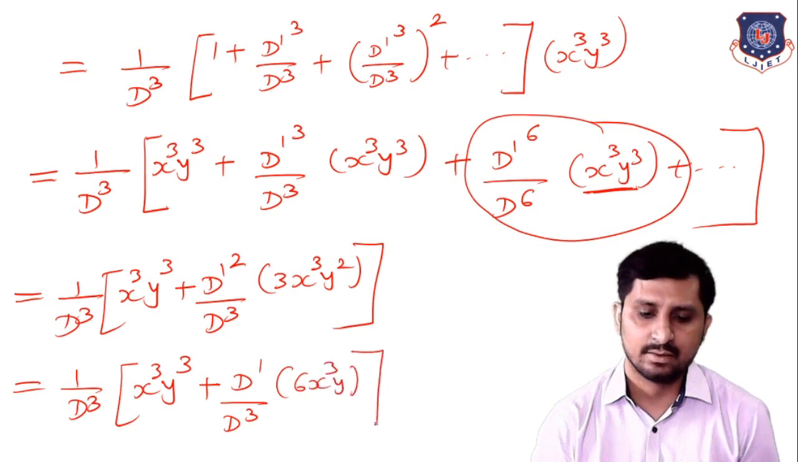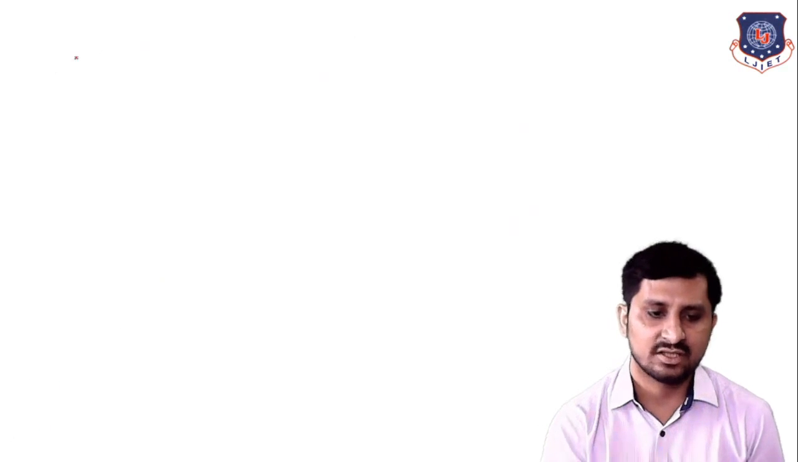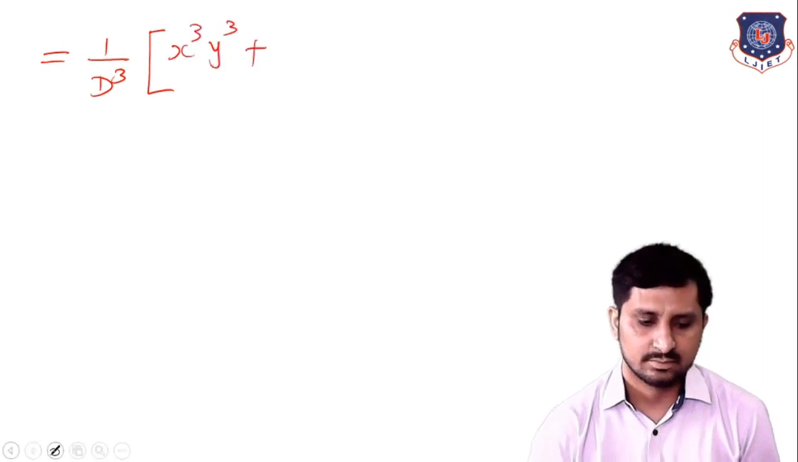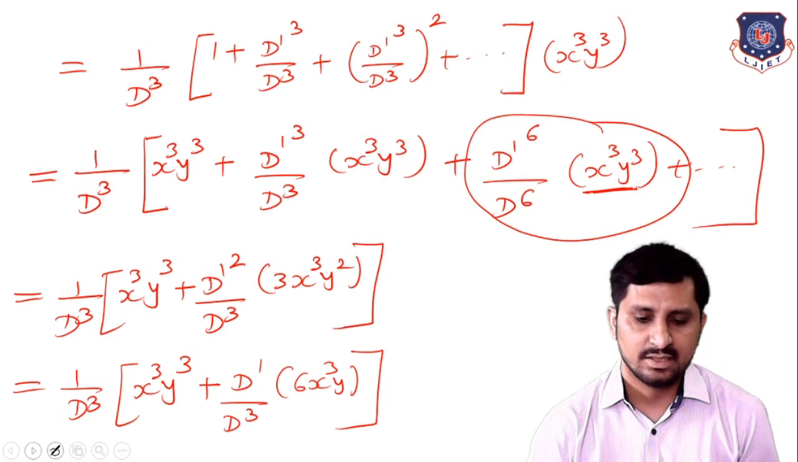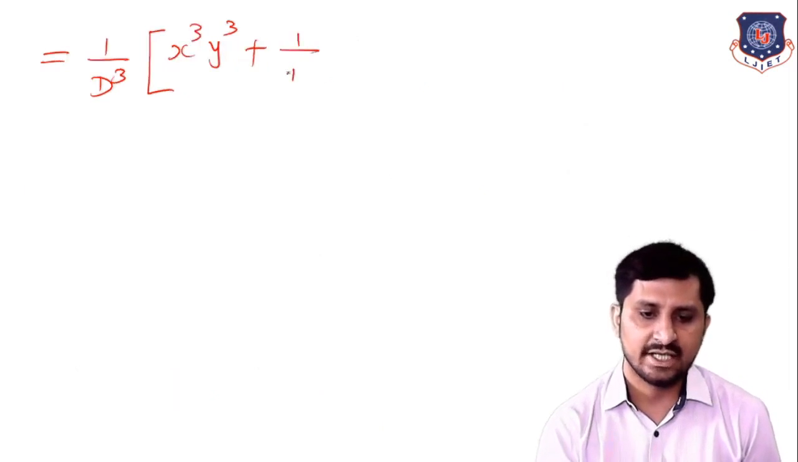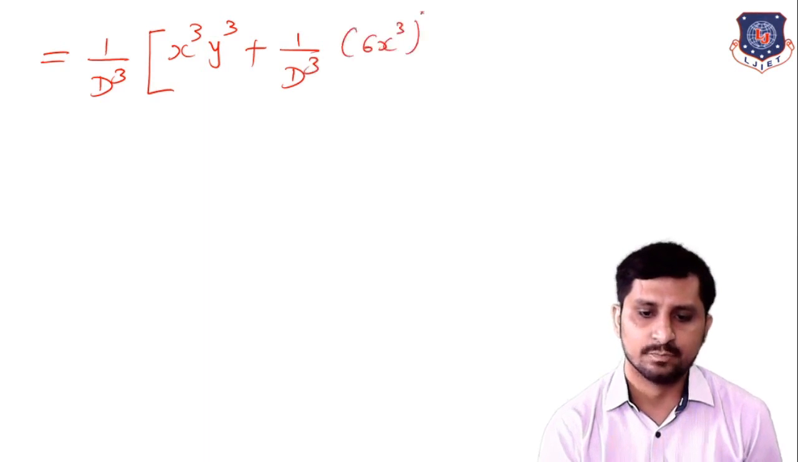6x cube y. Now once again differentiation with respect to y. So all other terms are as it is. 1 upon D cube plus x cube y cube plus 6x cube upon D cube now. So 1 upon D cube into 6x cube.